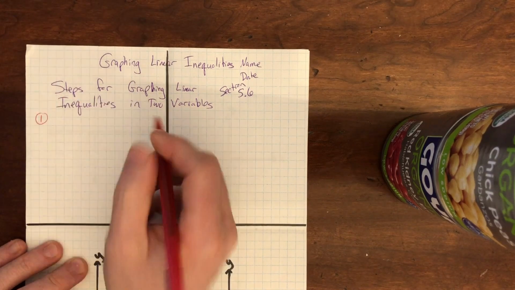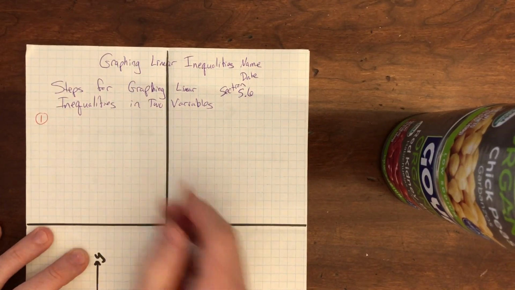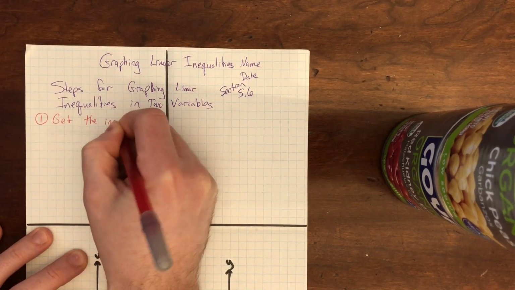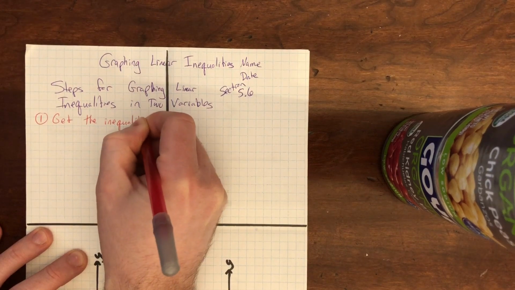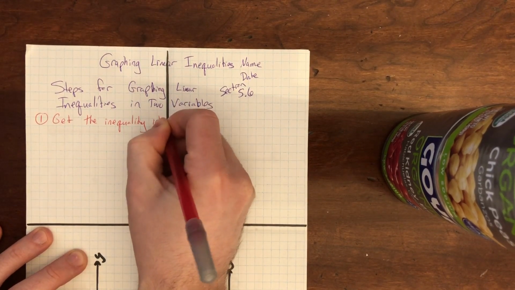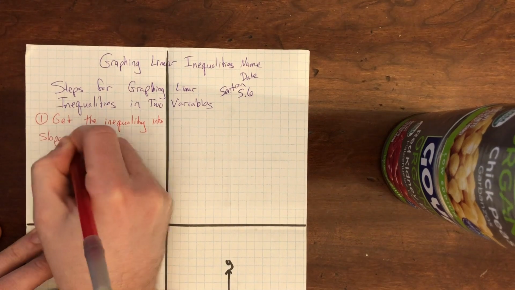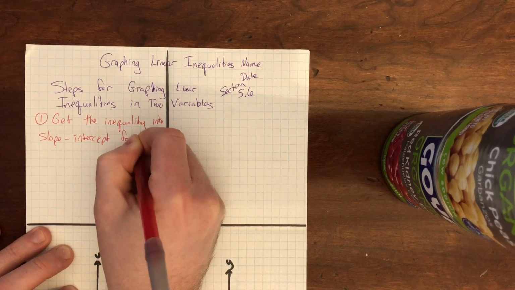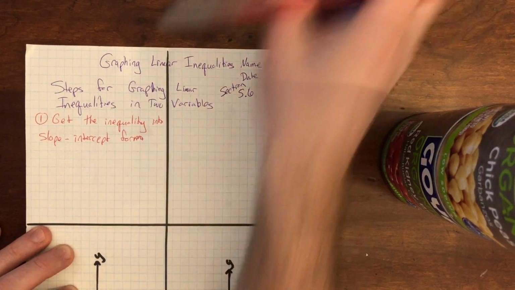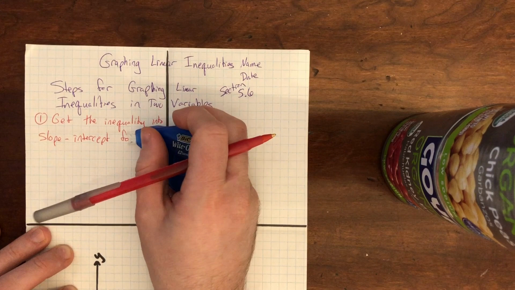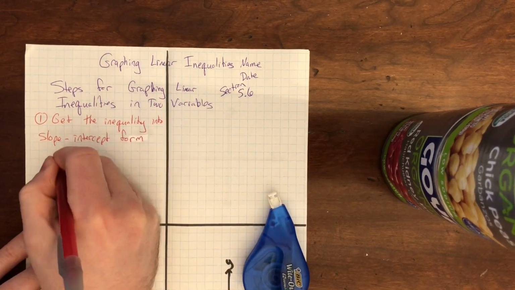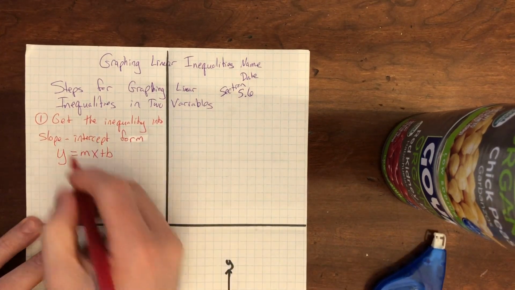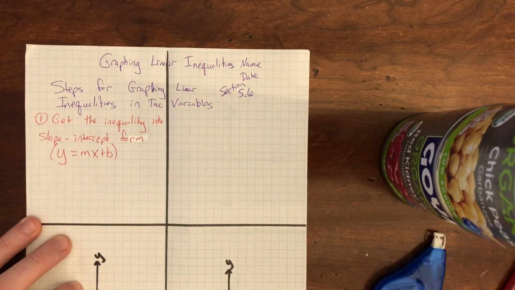All right, so step 1, we're going to use these top 2 boxes here, is going to be get the inequality into slope intercept form, which is going to be y equals mx plus b. Remember that slope intercept form, just to remind us.